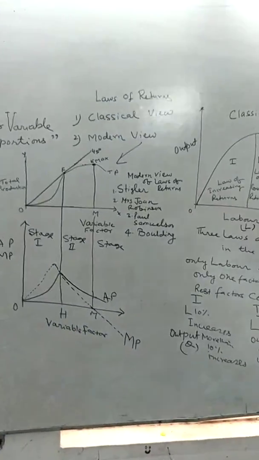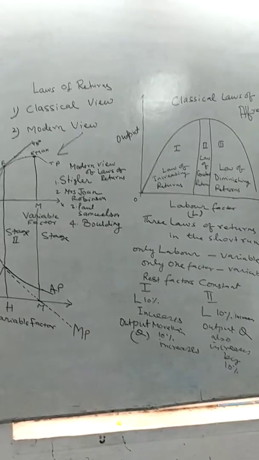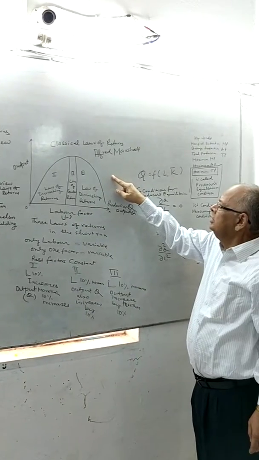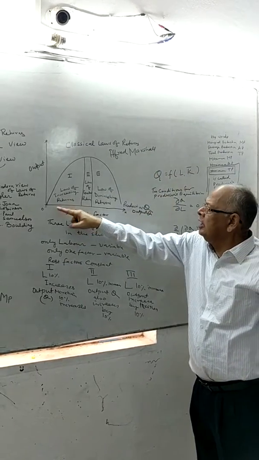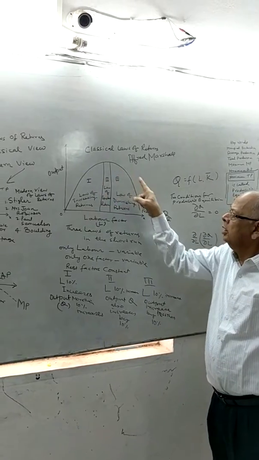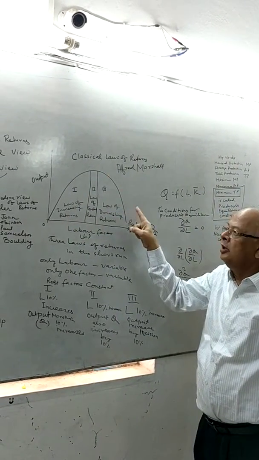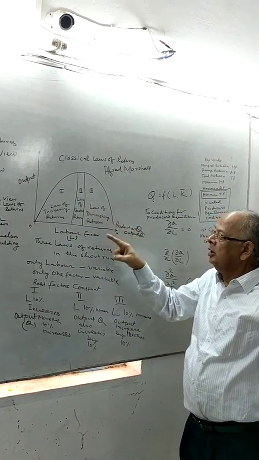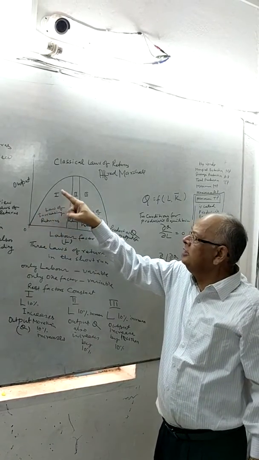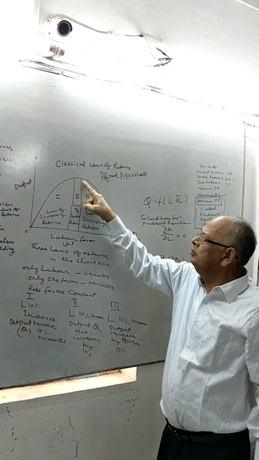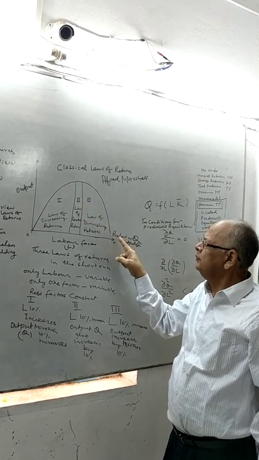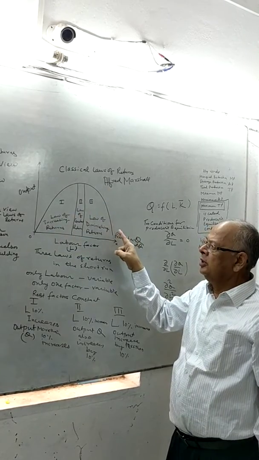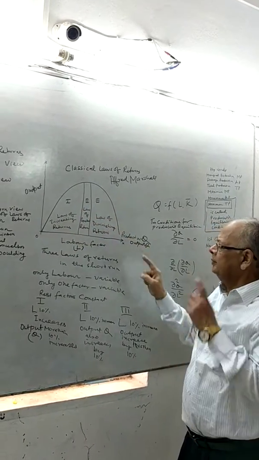Look on the board. This is the classical laws of returns developed by Alfred Marshall. The production curve is just an inverted U shape. First, the production curve rises, reaches upward to the maximum, remains constant for a while, and thereafter decreases. This is called an inverted U shape.